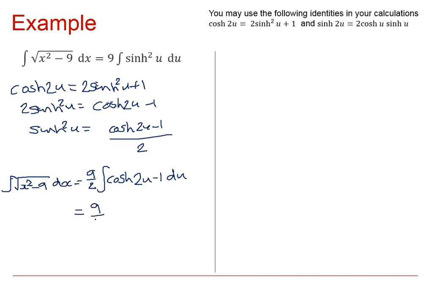So when we integrate this, we get 9 over 2 times a half sinh 2u minus u plus c. Don't forget this plus c. So we can rewrite this as 9 over 2 times sinh u cosh u minus u plus c. That's because sinh 2u is 2 sinh u cosh u.